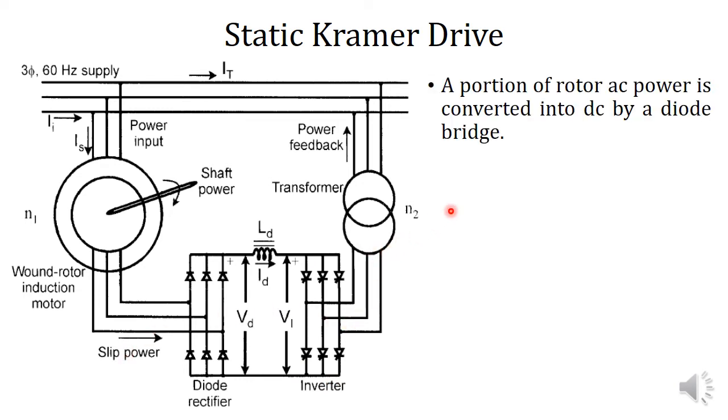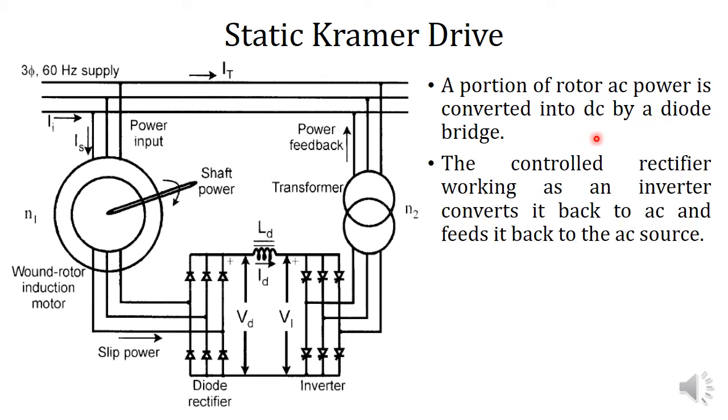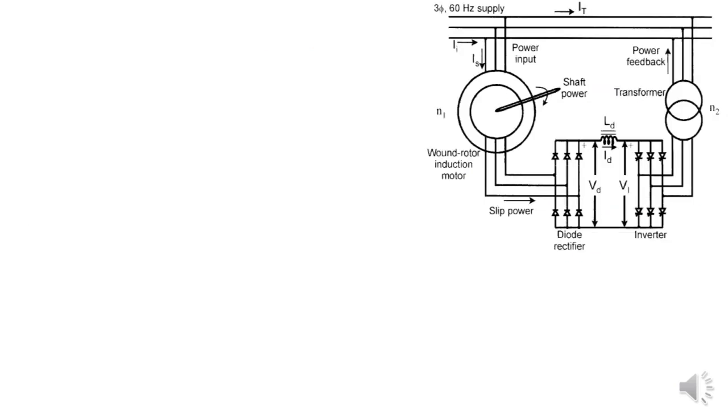So these are the conclusions. A portion of the rotor AC power is converted to DC by a diode bridge. The controlled rectifier working as an inverter converts it back to AC and feeds it back to the AC source. Then let's have a brief mathematical analysis of the circuit.